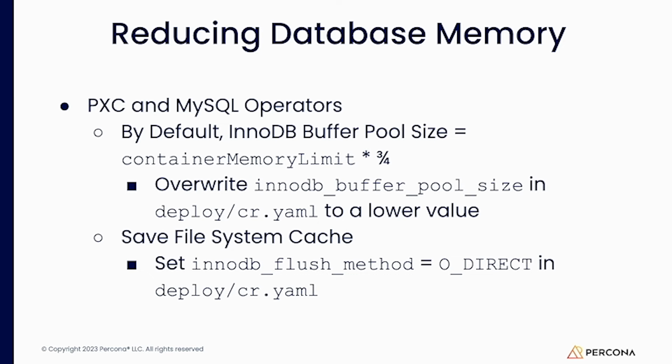So to solve this, you can overwrite the InnoDB buffer pool size in the YAML file. You can deploy the CR YAML file and put there the InnoDB buffer pool to a lower value. And you can also save file system cache by setting innodb_flush_method equals to O_DIRECT. With innodb_flush_method O_DIRECT, you avoid double buffering, right? Using the mysqld process memory, and at the same time, the OS caching the data files in the OS, right? So it will only use the InnoDB buffer pool for that matter, okay?